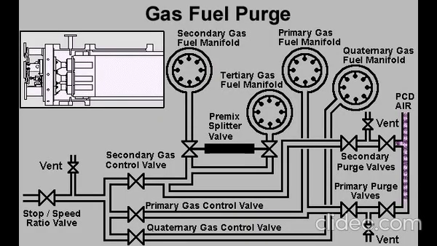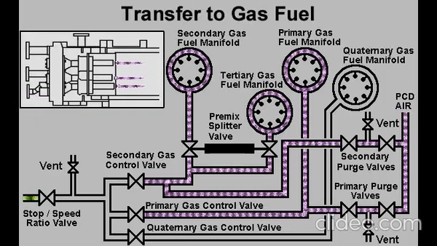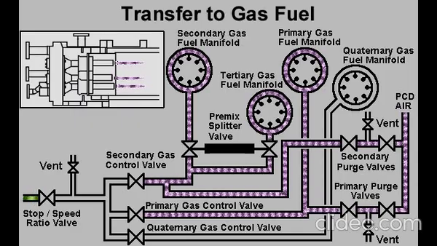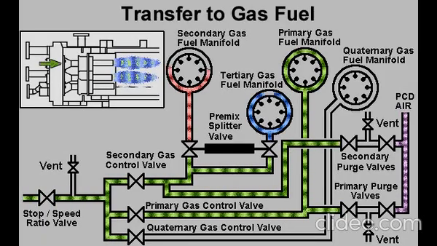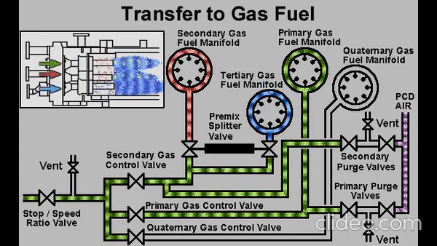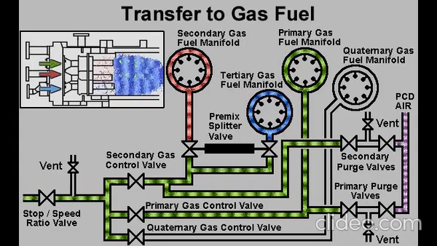During operation on liquid fuel, the stop-speed ratio valve is closed and the gas-fuel passages in the primary and secondary fuel nozzles are being purged with compressor discharge air. When the control system gets a signal to transfer to gas fuel, the primary and secondary gas fuel purge valves are closed. The stop-speed ratio valve opens and, after the gas fuel lines are pre-filled, gas fuel flows to the combustors. As the flow of gas fuel is increased, the amount of liquid fuel flow is decreased in order to maintain stable operating parameters during the transfer.